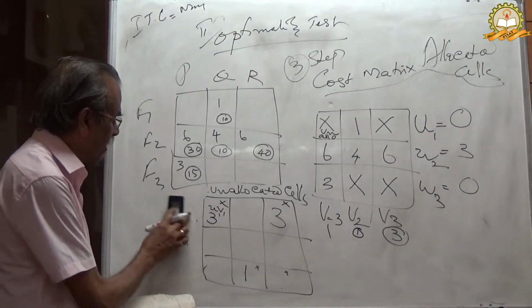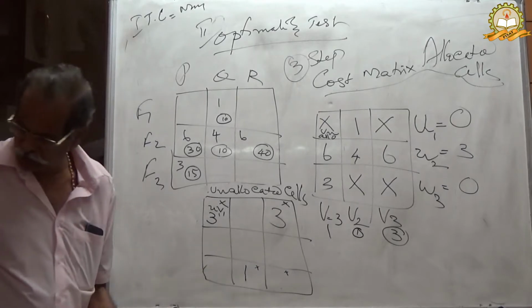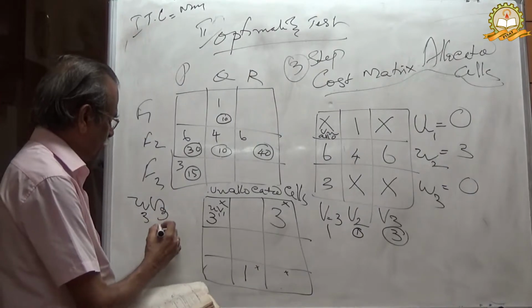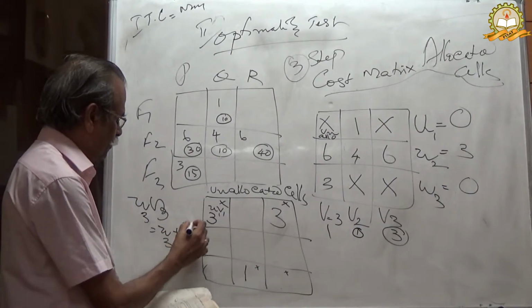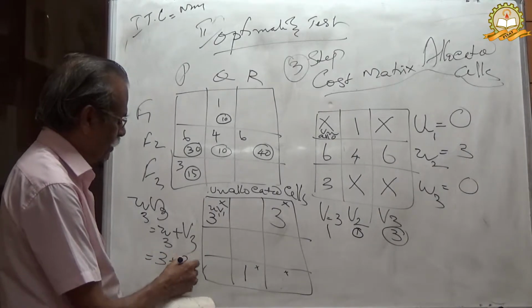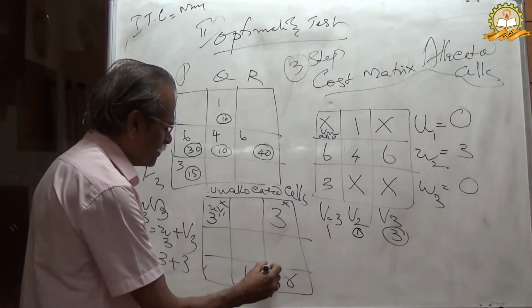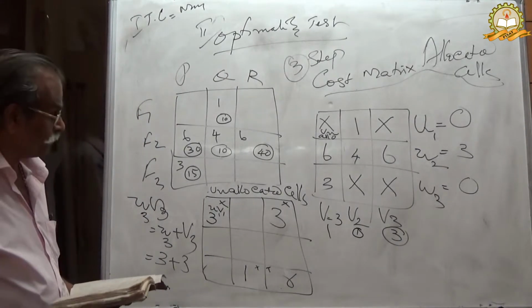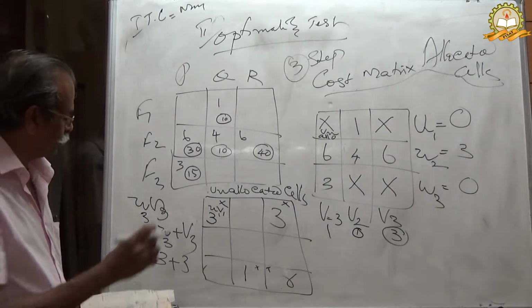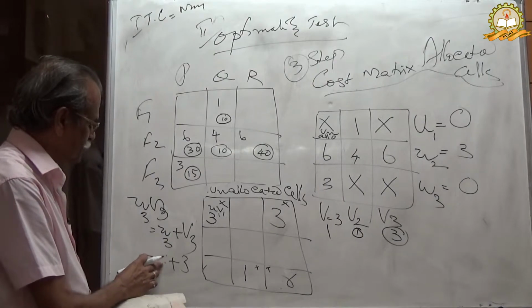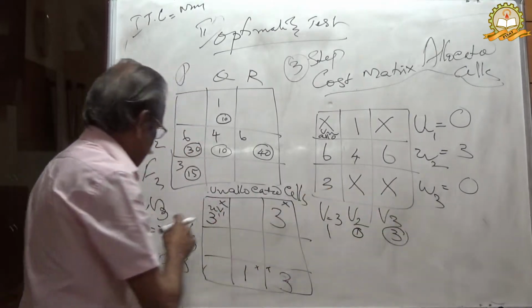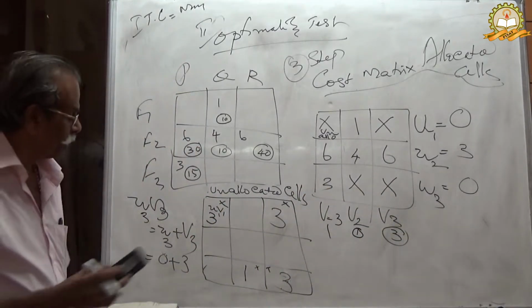Then similarly, the last one, U3 V3, means U3 plus V3. U3 is 0, U3 plus V3, 0 plus 3. Therefore, you have 3.